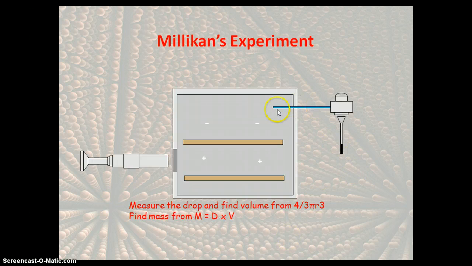So he was able to measure the drop itself and find the volume of the drop, and he was able to find the mass from the density and the volume of the droplet. And then after he found out the mass of the droplet, he was able to calculate the charge of an electron because he knew the charge of the plates.